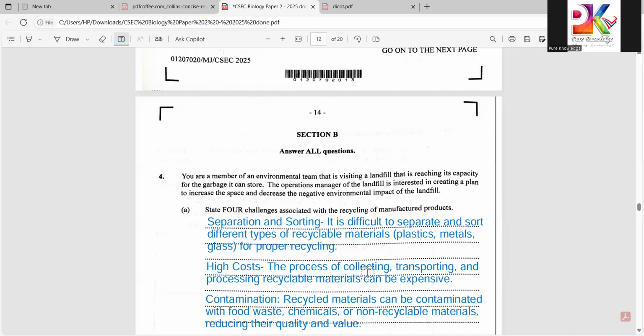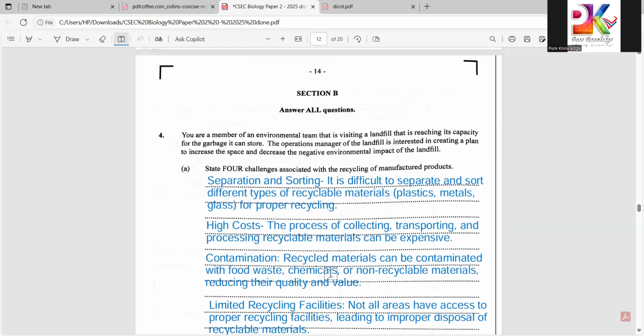It's difficult to separate and sort different types of recyclable material. So plastic, metal, glass, you have to separate them for proper recycling. So separation and sorting. Just imagine you have to separate and sort a big landfill. That's crazy. Right? Then we say contamination. Because recycled materials can be contaminated with a whole heap of things, food waste, chemicals, things that cannot be recycled, non-recyclable materials, and reduce their quality and value.